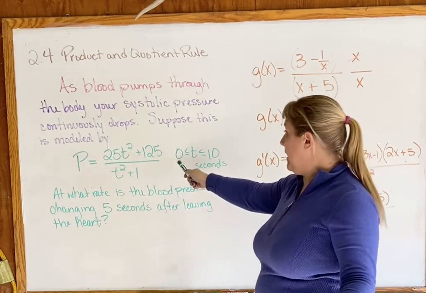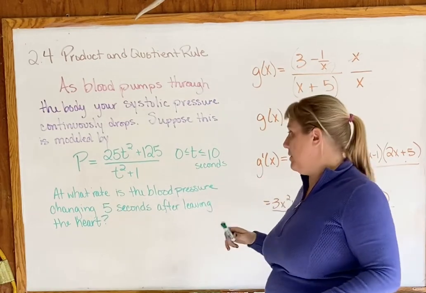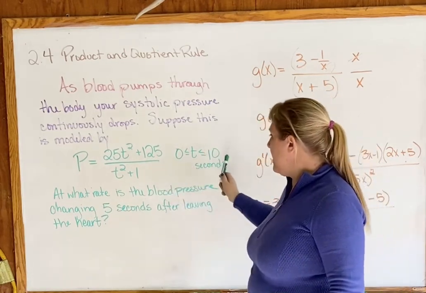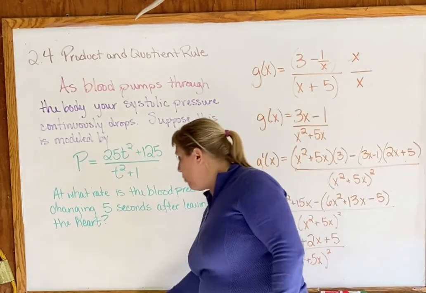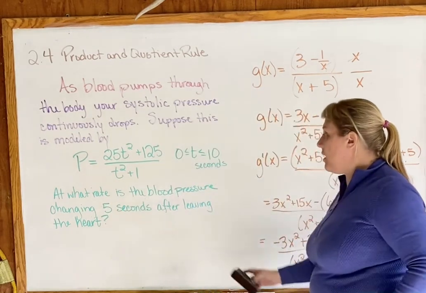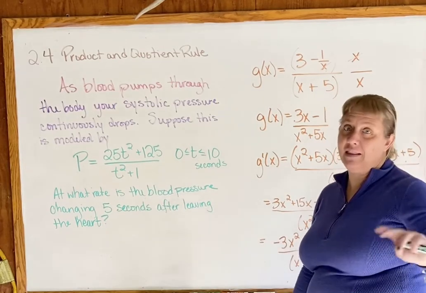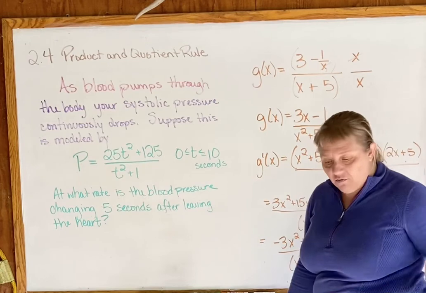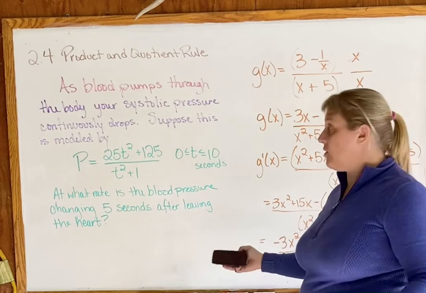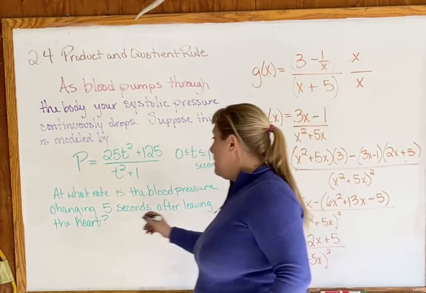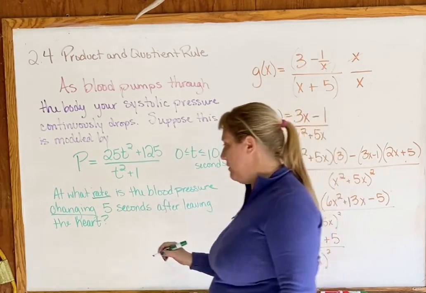And apparently it takes 10 seconds to pump the blood through your whole body. I didn't know that, I'm just going by what the formula says. So we've got the formula, and it says that the time can be between 0 and 10 seconds. And then it says, at what rate is the blood pressure changing 5 seconds after leaving your heart? I don't know how far that means. Is it down here, like in your calf? I have no idea. But we can figure this out because rate of change means derivative.